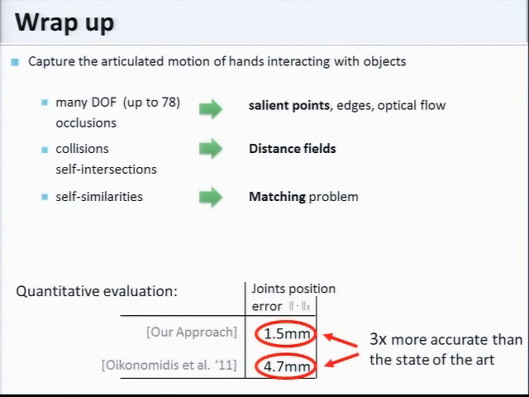We use salient point, distance field, and matching problem to deal with the collision, the self-intersection, and the self-similarities. We also had a quantitative evaluation with respect to Oikonomidis. Their approach is still a generative approach, but they didn't have a differentiable function. They were solving using samples, around 2,500 samples per frame. They were working pretty fast. However, it's still a sampling technique, so local optimization has an error which is below a sampling technique. In this case, it was 3 times more accurate.